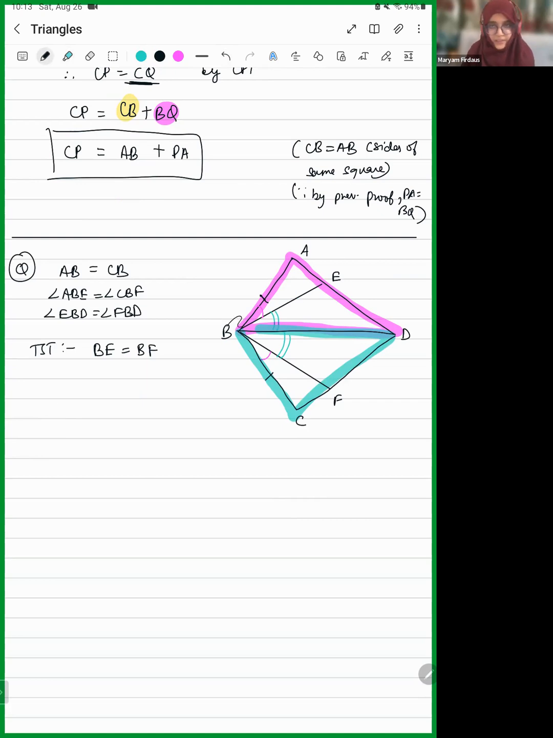So now, see, by proving these two triangles as congruent, we are not going to get BE and BF. We are not going to get it. But by doing that, what can we get? We can get this angle as equal, right? And if we get this angle as equal, then we can use these two smaller triangles and we can show them as congruent. Are you getting me?